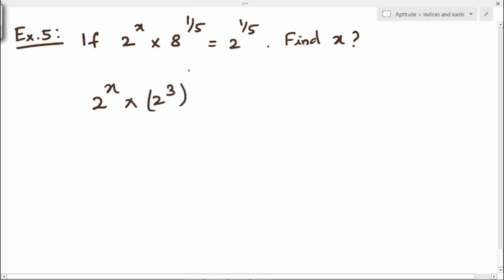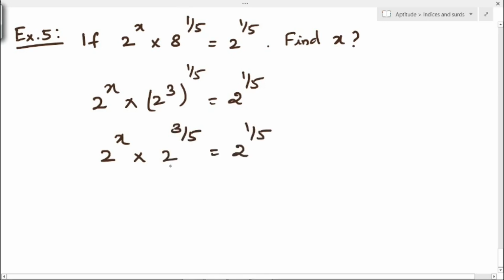So the whole power, already we have 1 by 5. So (2 cube) power 1 by 5 equals 2 power 1 by 5. This can be written as 2 power x into (2 power 3) the whole power 1 by 5. That can be written as 3 into 1 by 5, so 2 to the power 3 by 5 equals 2 power 1 by 5. Now check the base value, that is 2. So in all the terms, the base value is 2.